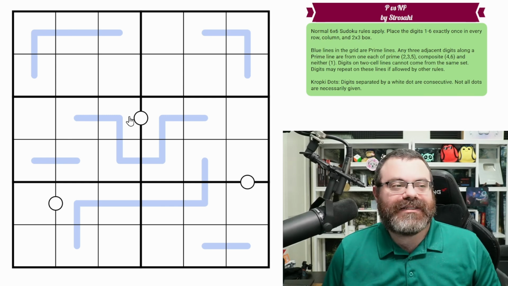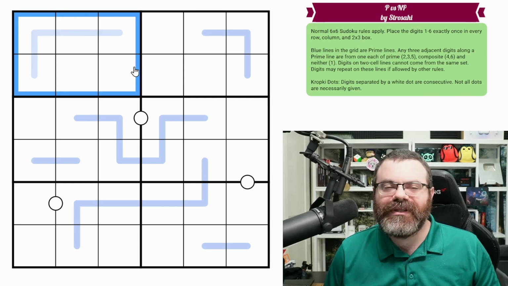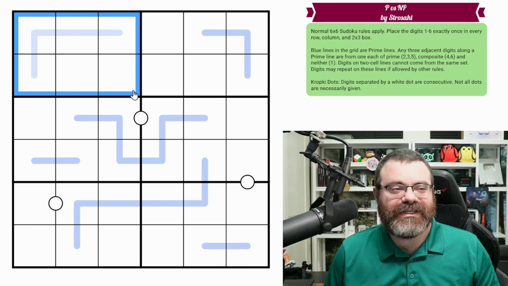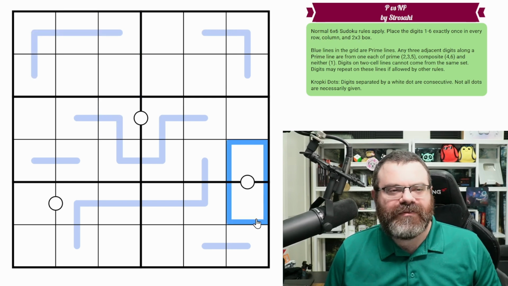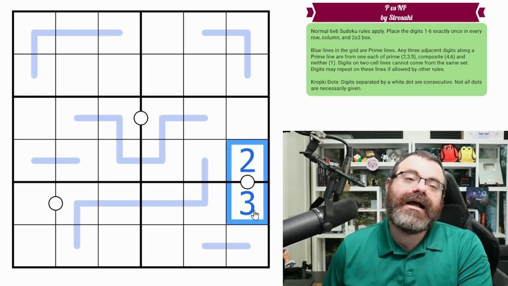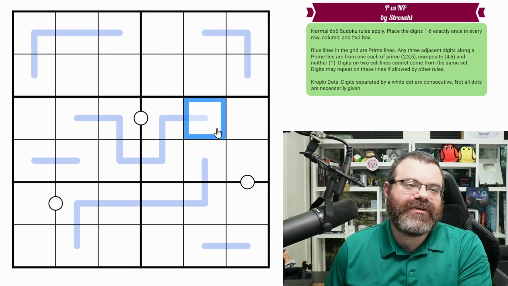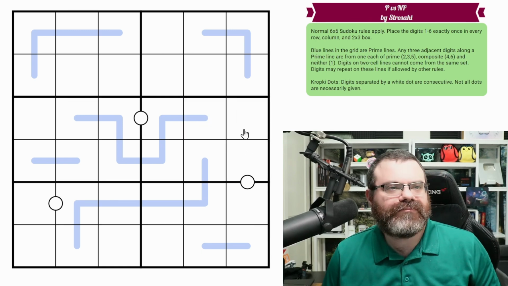So we have normal 6x6 Sudoku rules. In each row, each column, and each 2x3 box, we are placing the digits 1 to 6 exactly once each. We still have white dots in the grid. Digits separated by a white dot have to be consecutive. So if this was 2, this could be 1 or 3. Not all the white dots are necessarily given. So if this was 2, 3, there's not a white dot there. That's perfectly fine. That's allowed.